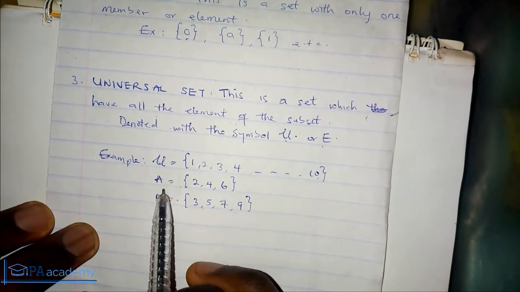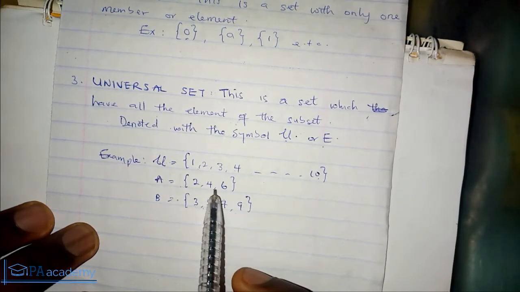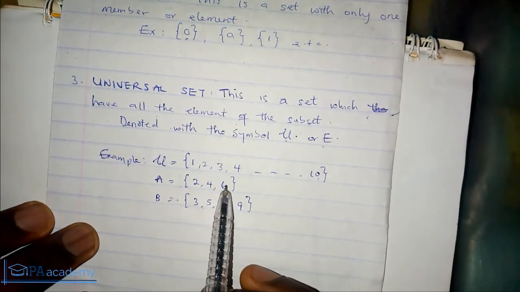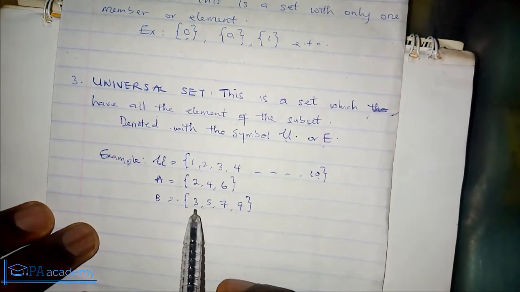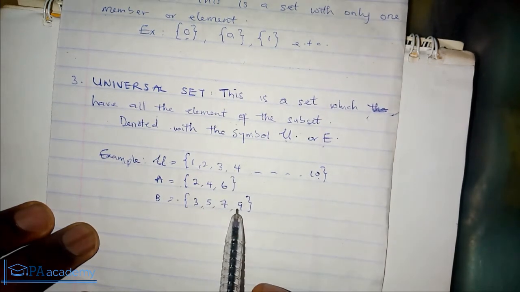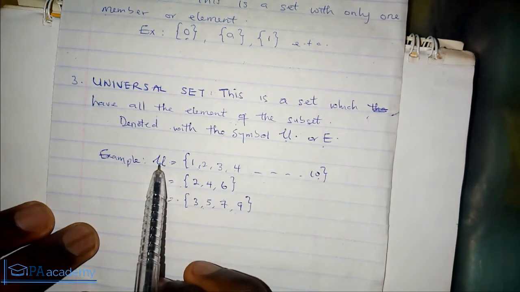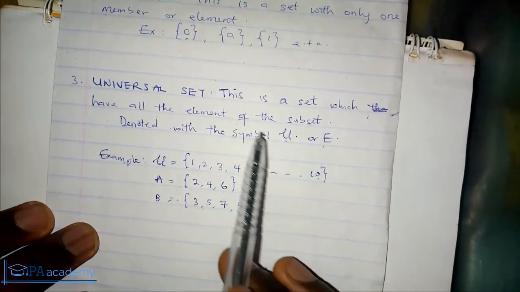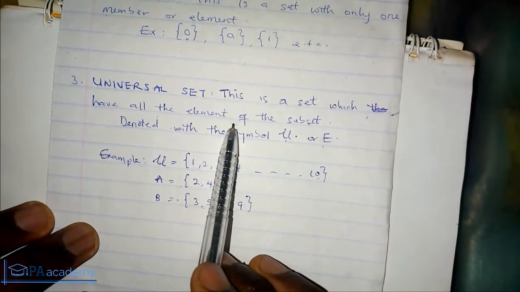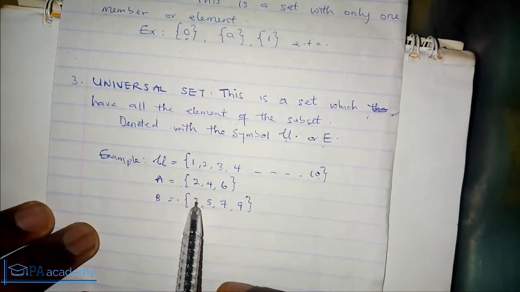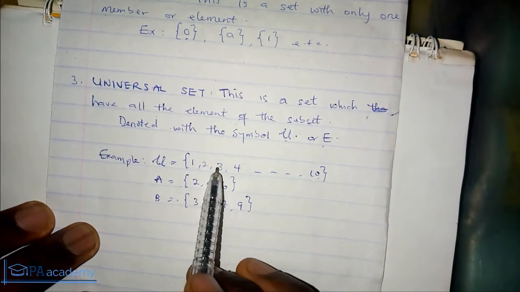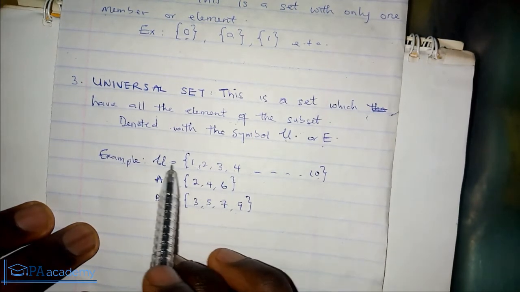And then A and B are subsets. Why are they subsets? Because all these elements, 2, 4, 6, are present in the universal set. 3, 5, 7, and 9 are also present in the universal set. Let's look at the definition again. This is a set which has all the elements of the subsets. You can see that all the elements are present in the universal set. So that makes it a universal set.